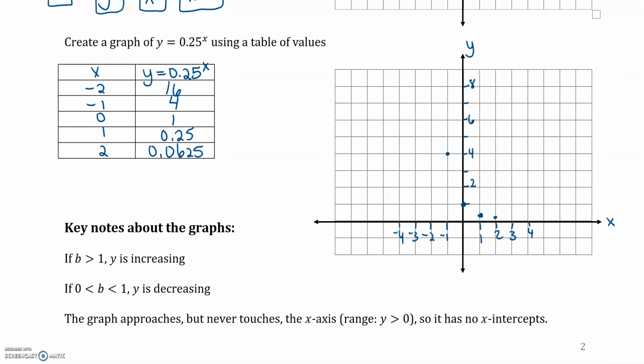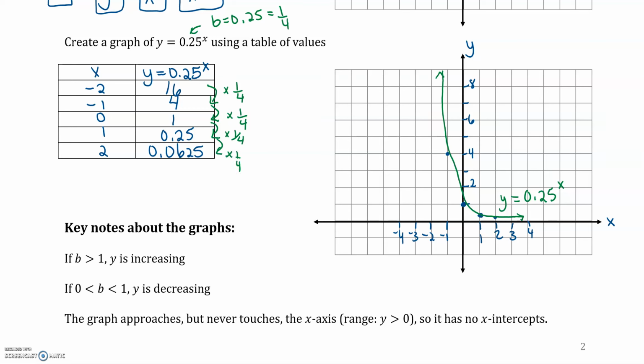Now that we've plotted all the points on the graph, we can connect them using a smooth, continuous curve to represent the graph of the function y is equal to 0.25 to the power of x. Looking at our original equation, we see that b is equal to 0.25, which is 1/4, and looking at our table of values, we can find subsequent values by multiplying by b, so multiplying by 1/4, which can also be thought of as dividing by 4 to get from one point to the next.